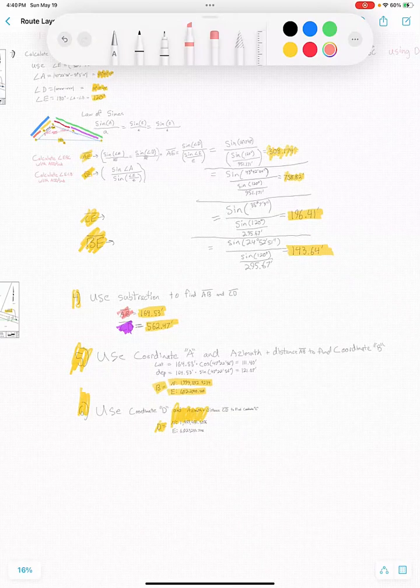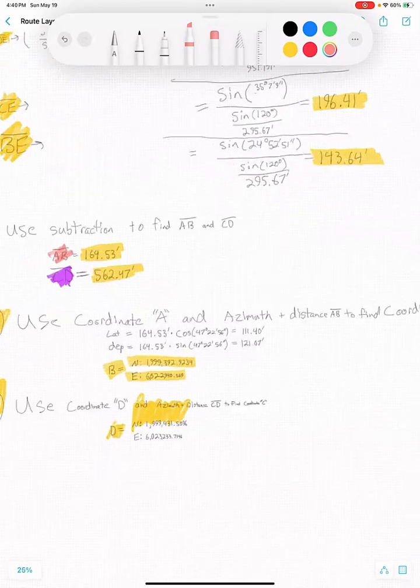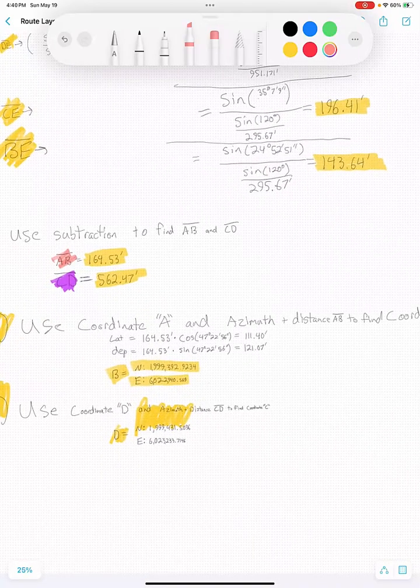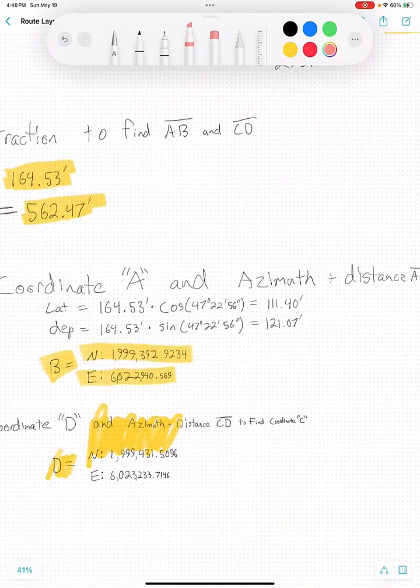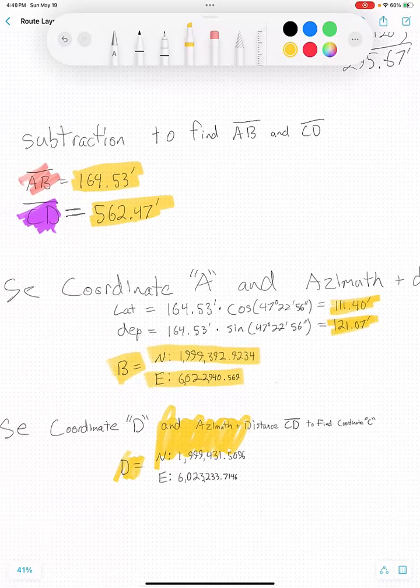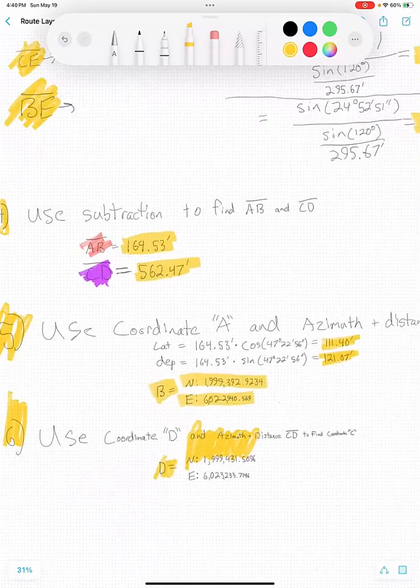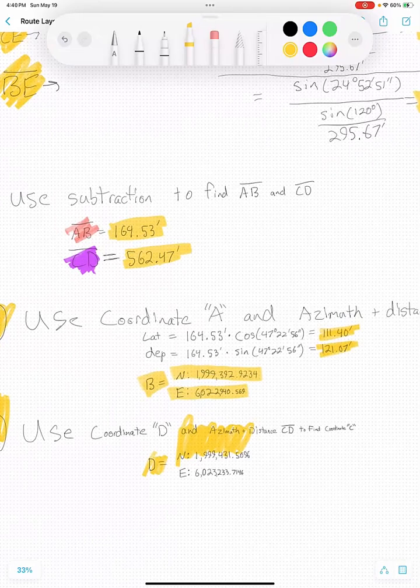And we can do that very easily, actually, now. So we have azimuth and we have distance, right, on that segment. So now with that, we can calculate the latitudes and departures from that. And using those latitudes and departures, all we have to do is just add those latitudes and departures to that initial coordinate they gave us for point A. So that initial coordinate for point A was 1999281.5192, and the easting was 6022819.4938. By adding that 11140 to the northing and 12107 to the easting, that's how we get our point B number.